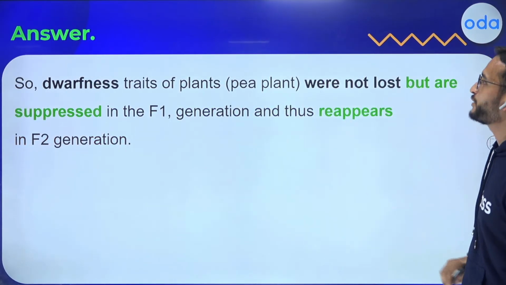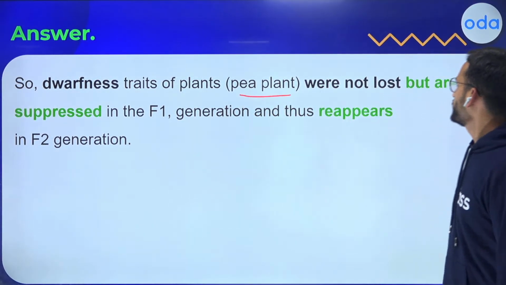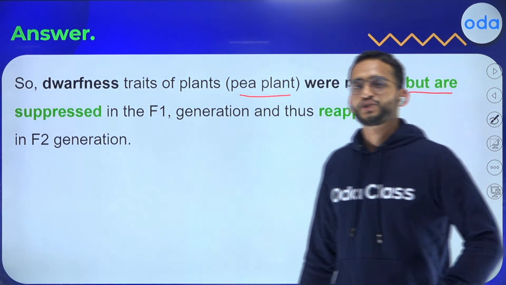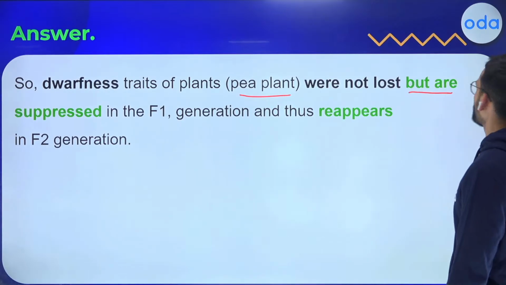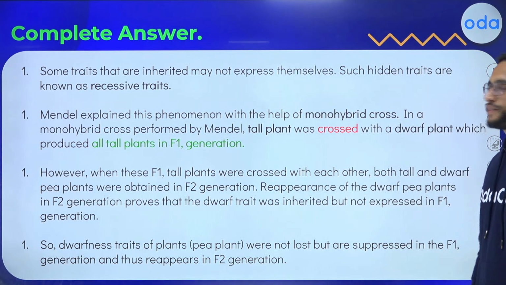So this is the answer that you can write. The dwarfness trait of the plants was not lost, but was suppressed in the F1 generation, and it shows in the F2 generation. So this is the type of answer that you can write, and you can take a screenshot of this slide also.